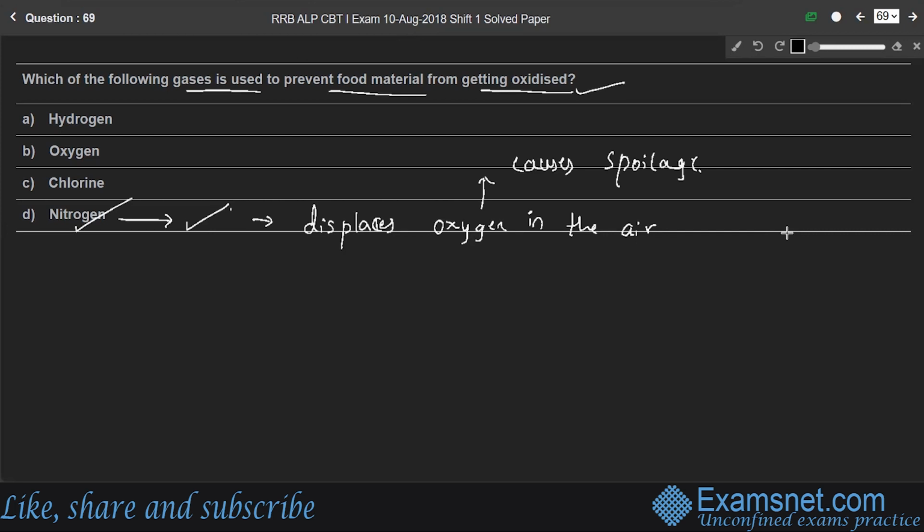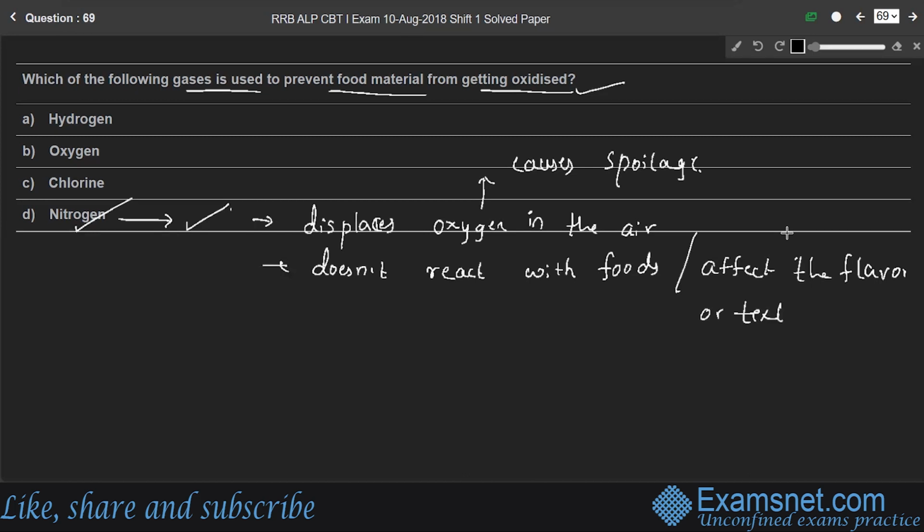So here nitrogen doesn't react with the foods, and it doesn't affect the flavor or texture of the food, right? So food materials stay fresh longer. Therefore, option D, right? Option D.